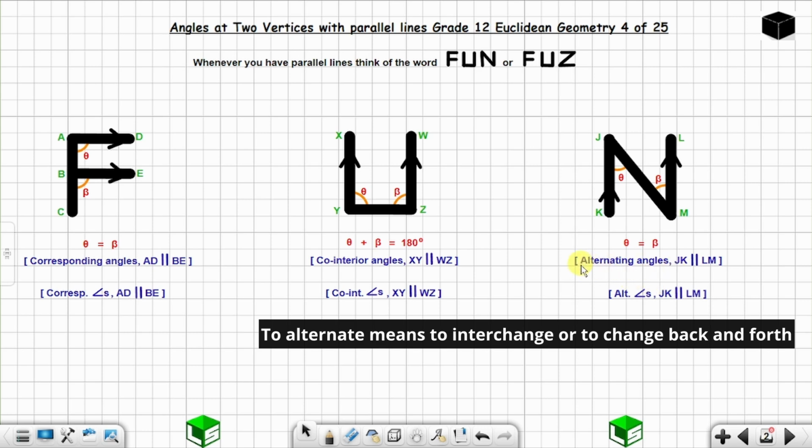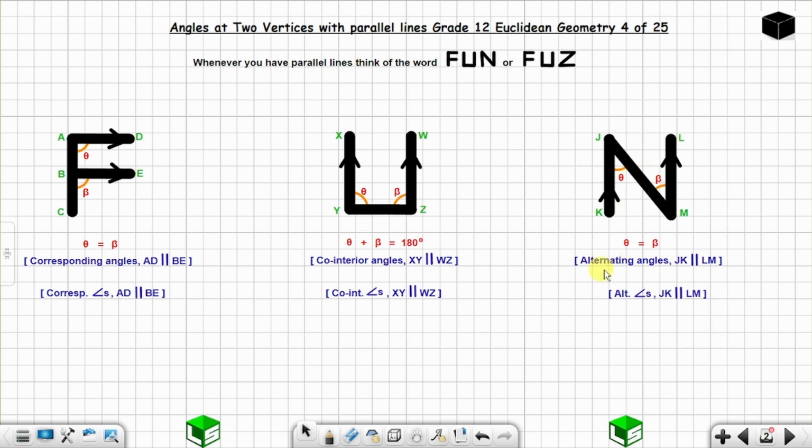Let me help you to remember the word alternating. You are driving on the road. You reach the end of the road, you alternate. You change the direction. You go down, you reach the end of the road, you alternate, you change the direction. You start going up again. Alternating, meaning interchanging. You go up, you interchange, you go down, you interchange, you go up. Alternating, meaning interchanging.